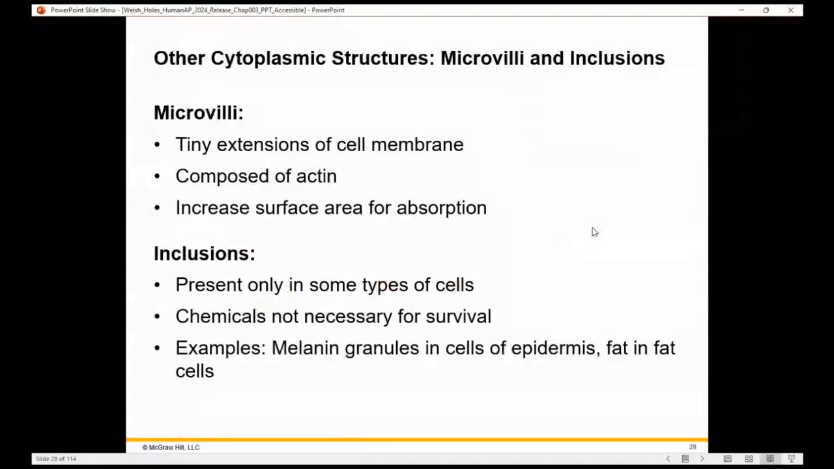Microvilli, these are tiny extensions of cell membranes, and they're composed of actin. They increase the surface area for absorption, like we would have in the small intestines.